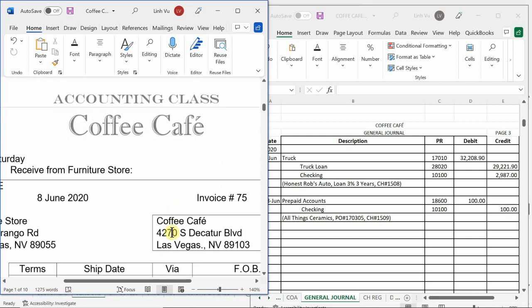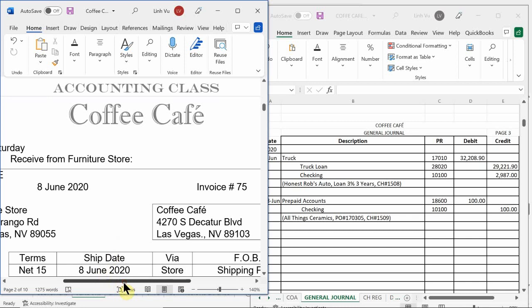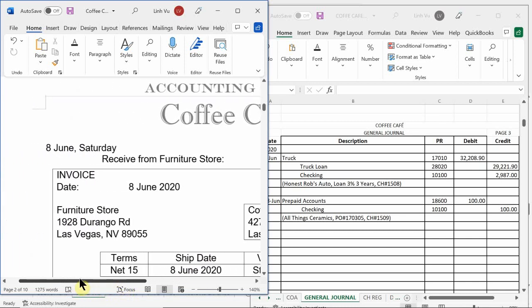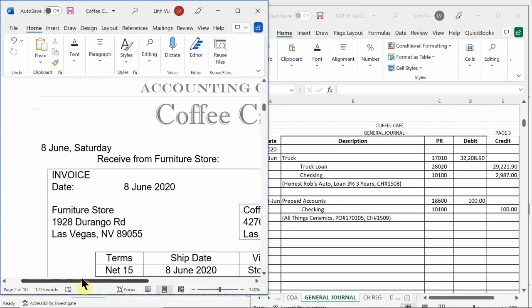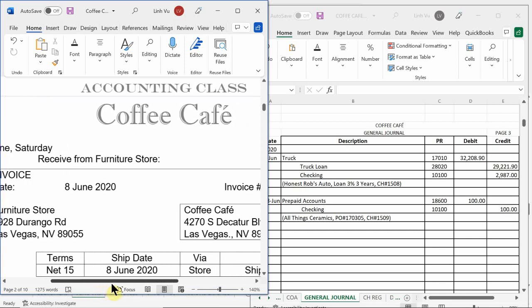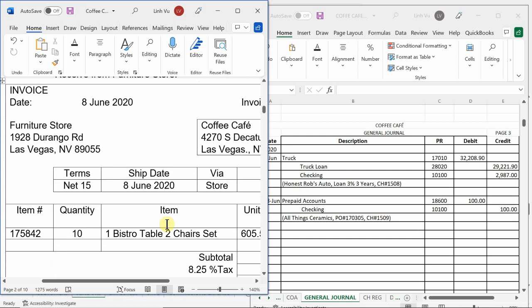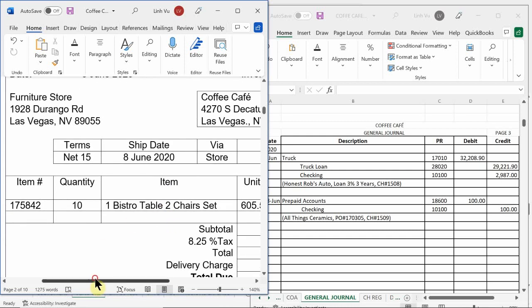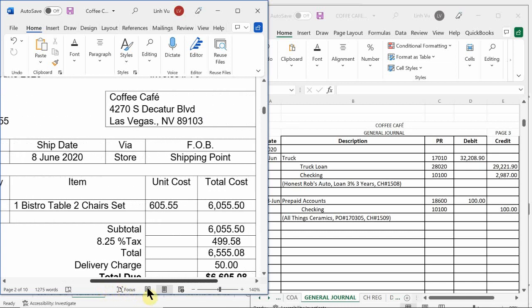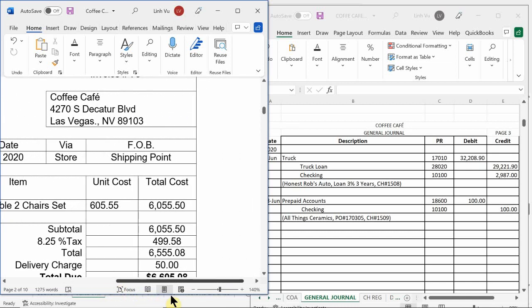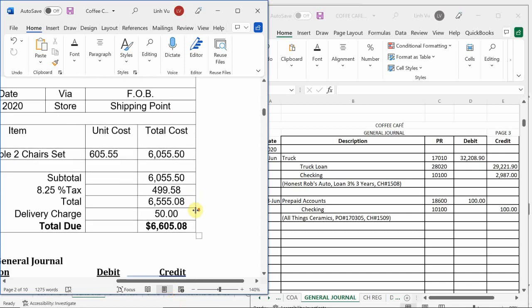Okay, so let's see what has happened next. Here, what did we receive? On June 8th, Saturday, we end up receiving from Furniture Store. Here's our little invoice. It's due in 15 days. We received our 10 sets of bistro and 2 table chairs set for $605 each set, giving us a grand total of $6,055.50. This is invoice number 75.